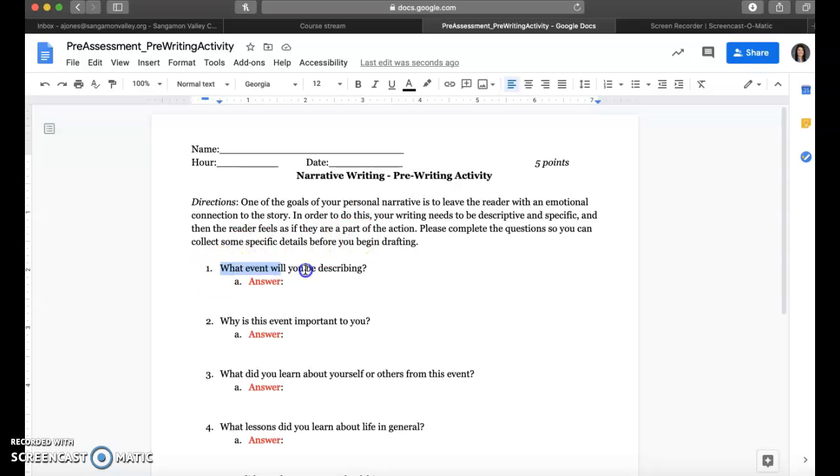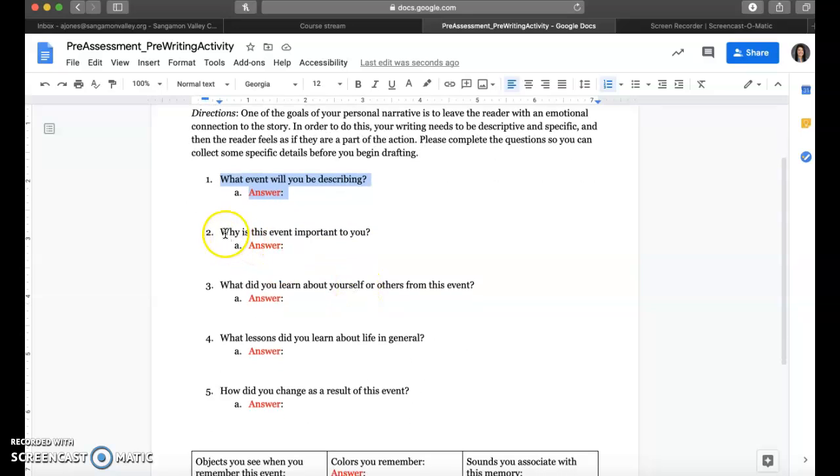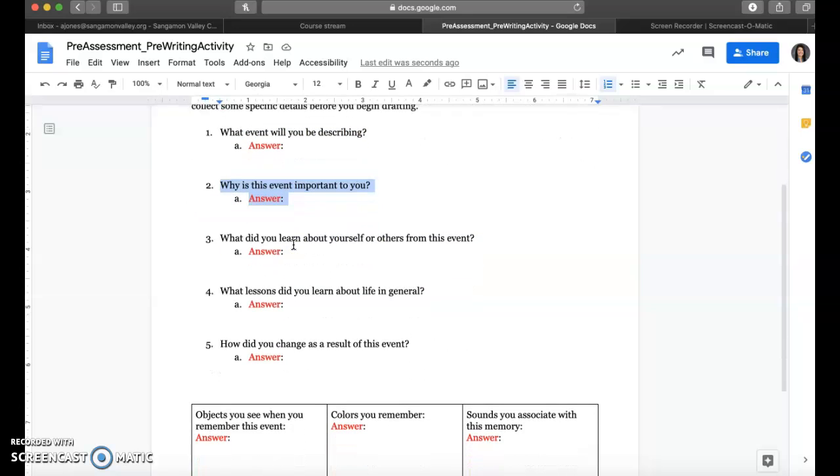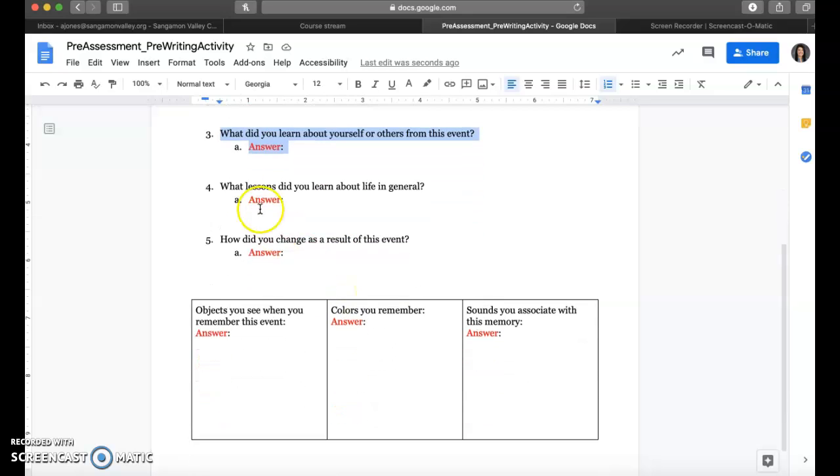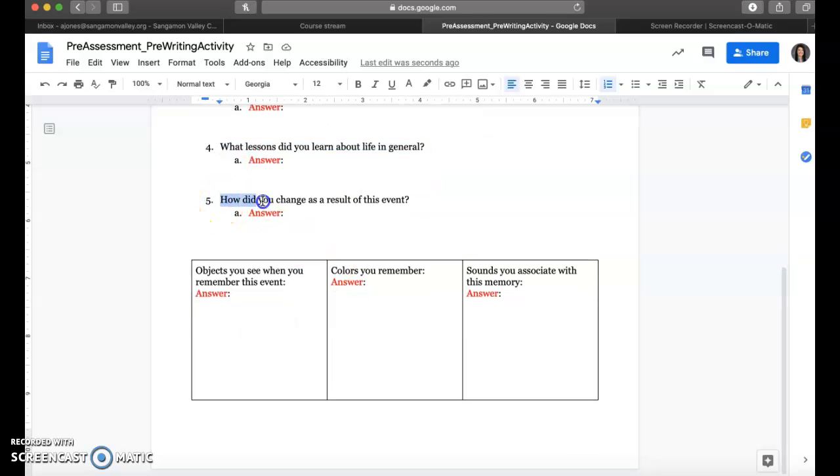So, question 1, what event will you be describing? You can type directly on this document. Question 2, why is this event important to you? Question 3, what did you learn about yourself or others from this event? Question 4, what lessons did you learn about life in general? And question 5, how did you change as a result of this event?